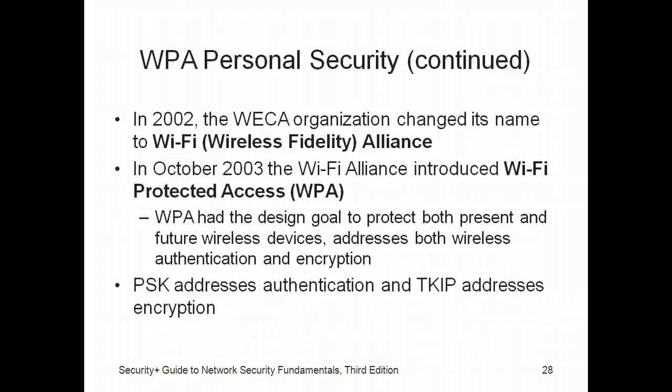In 2002, the Wi-Fi Alliance, or WECA, was changed to the Wi-Fi Alliance. In 2003, they announced Wi-Fi Protected Access, WPA. The goal is to protect both present and future wireless devices, and it addresses both wireless authentication and encryption. And they first came out with that bottom one, which is PSK and TKIP. When WPA first came out, you had to set up TKIP to wrap around the WPA as added security.